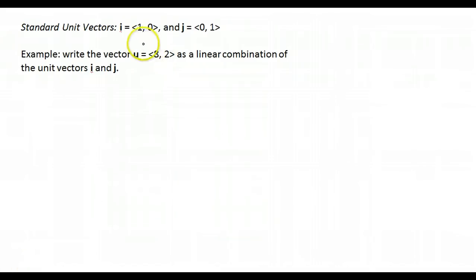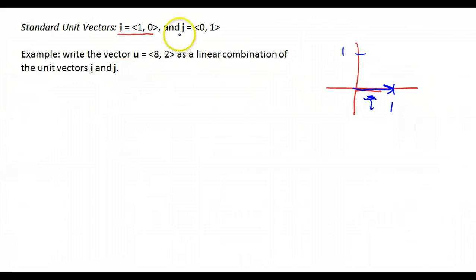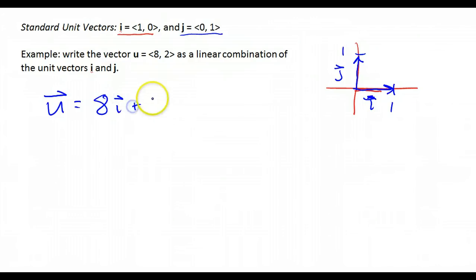Now we have two standard unit vectors. Vector i is a unit vector in the horizontal direction, so it's going out 1, 0. So it's going out like this. There's one that way and one that way. So there's vector i. Vector j is going in the vertical direction, so it's going to 0, 1. So I can write any vector as a linear combination of i and j. Vector u can be rewritten as 8i plus 2j. That means I'm going 8 units horizontally and 2 units vertically.